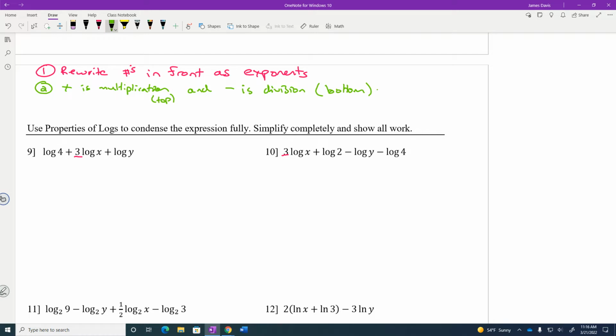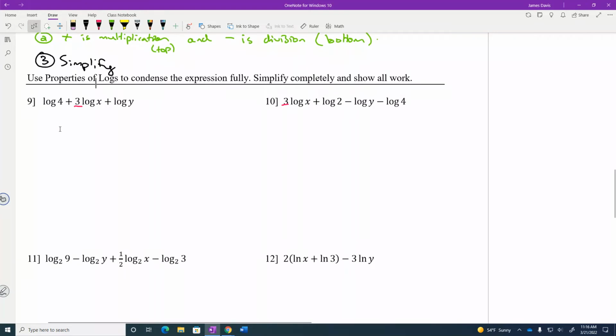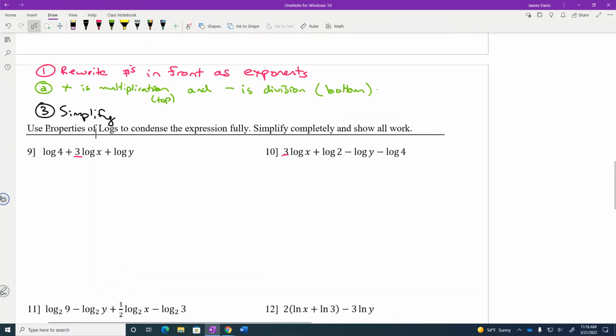And then after we've done that, we're just going to try to simplify as much as we can. It's not always obvious how far you have to simplify, so just do your best to simplify as much as you can. Some of these can be a bit challenging as we go through, and the problems you're going to do can be a little bit challenging as well. So sometimes it's hard to tell how far you have to simplify. All right, so let's try these.